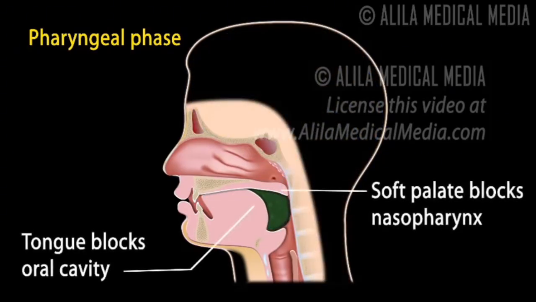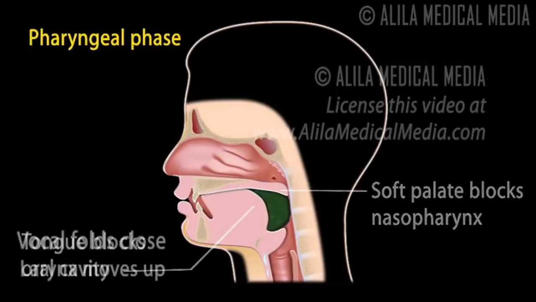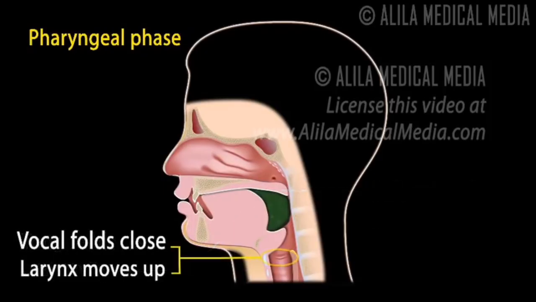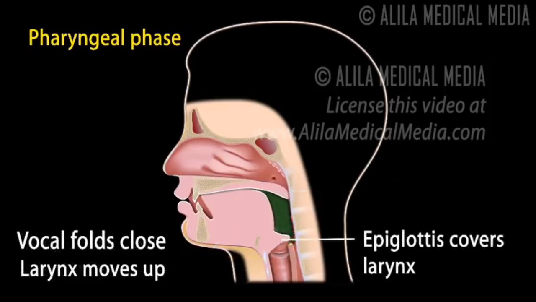The tongue blocks the oral cavity to prevent going back to the mouth. The soft palate blocks entry to the nasal cavity. The vocal folds close to protect the airway to the lungs. The larynx is pulled up with the epiglottis flipping over, covering the entry to the trachea. This is the most important step since entry of food or drink into the lungs may potentially be life-threatening. The upper esophageal sphincter opens to allow passage to the esophagus.